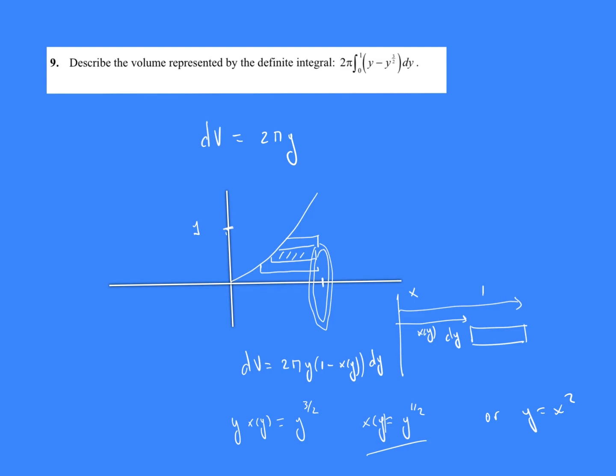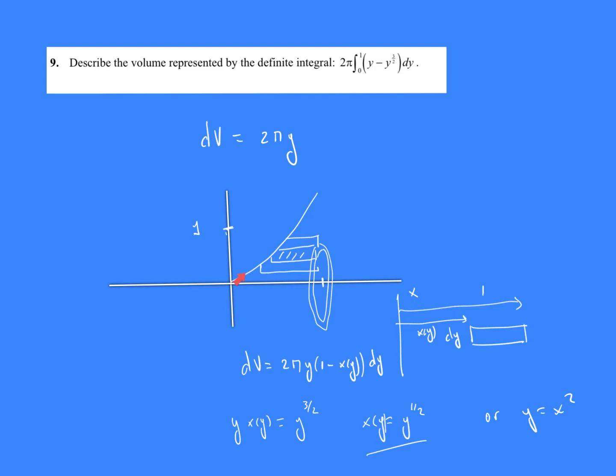Now we go to solve problem 9. Problem 9 says, describe the volume represented by the definite integral 2 pi from y equals 0 to y equals 1 of the function y minus y to the 3/2 dy. So y is changing between 0 and 1, and there is a function that I don't know yet which function could be, and the function produces a volume.